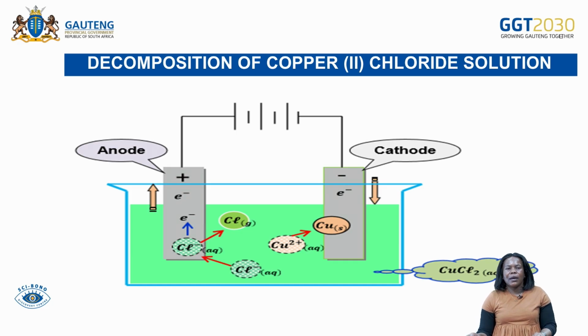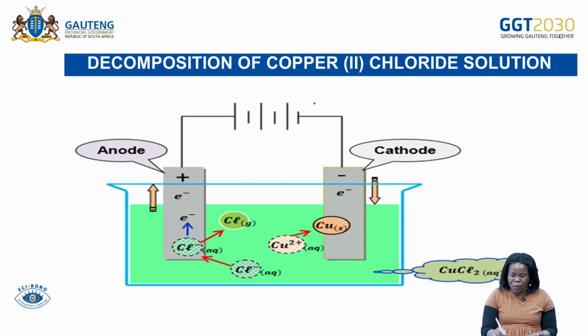Let's look at it nicely and analyze it, so that with the electrolysis process, you are able to speak it to another person and explain it better to another person. In this case, we are looking right now at the decomposition of copper chloride solution. So what happens here? We're going to first analyze the components that are here in the electrolytic cell.